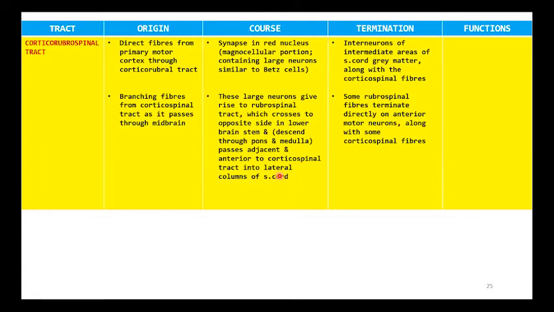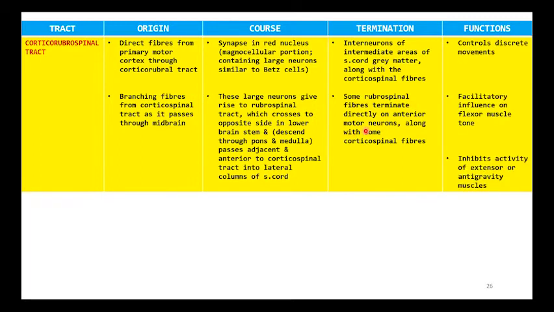Some of the fibers terminate on the interneurons of the intermediate gray area, and other fibers synapse directly on the anterior motor neurons, the anterior horn cells. So they synapse on the same sites as the corticospinal pathway. Some fibers synapse at the intermediate area of gray matter with the help of interneurons, and other fibers synapse on the anterior horn cells, the anterior motor neurons.